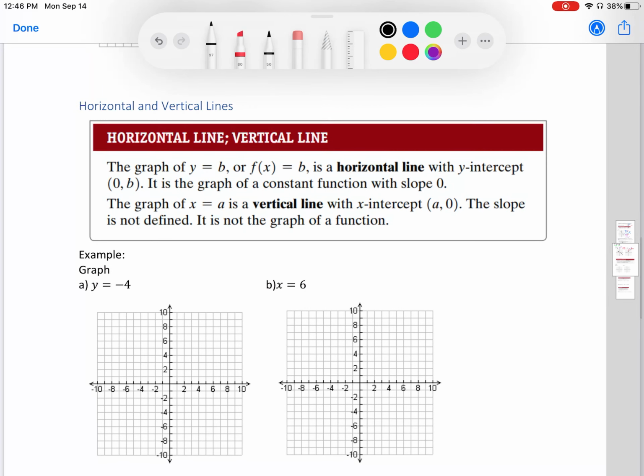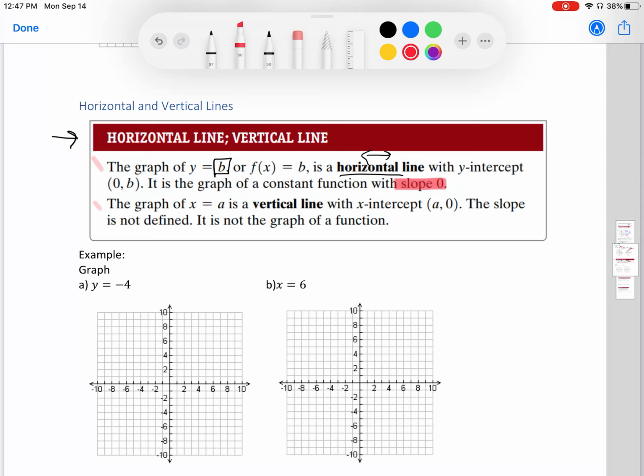Horizontal and vertical lines. Horizontal line and the vertical line. Let's go ahead and read that definition. The graph of y equals a number, or f of x equals a number, let's say that number is b, is a horizontal line, left and right, with a y-intercept at 0, comma b. It is a graph with a constant function and a slope of 0.